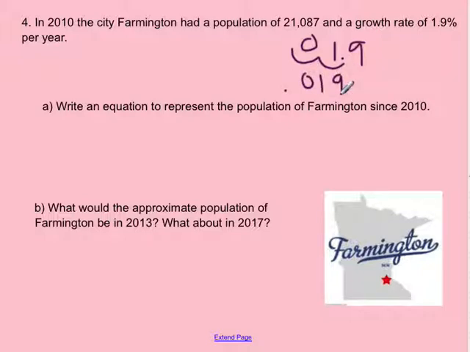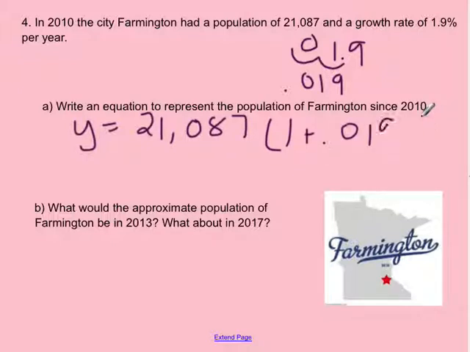Now let's plug that in. So we have y is equal to 21,087 times 1 plus 0.019, and that's going to be raised to the t power because we don't know what t is yet. Now what I want to do is add those two in the parentheses so I can get my final equation. I don't want to leave that addition there. That's addition I can very easily do to make it a nice, neat problem.